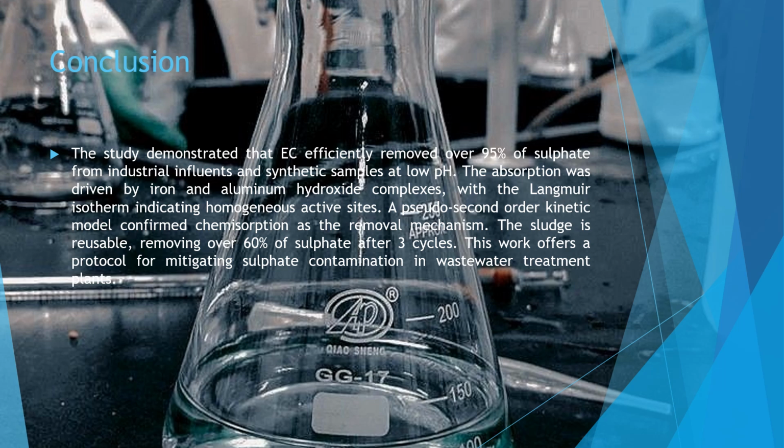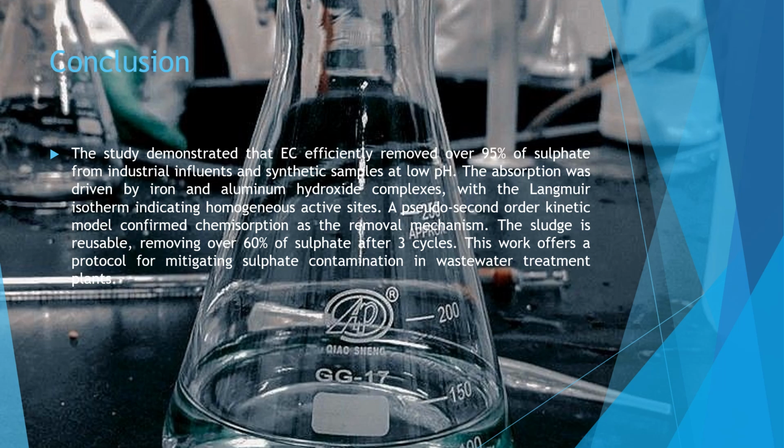I, Zulu, will be concluding on what my colleagues mentioned above. In this study, the sludge produced from the electrocoagulation process was successfully used to remove more than 95% of sulfates from industrial waste and synthetic samples, even at low pH levels. This was achieved through iron and aluminum hydroxide complexes, which helped adsorb the sulfates. The results show that the Langmuir equation was a better fit than the Freundlich isotherm, indicating an even distribution of active sites on the sludge.